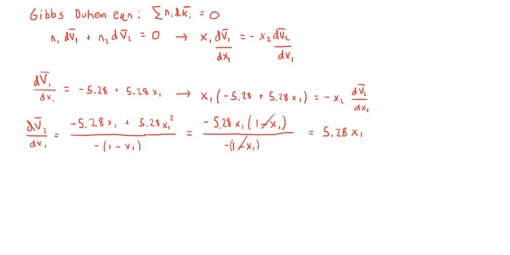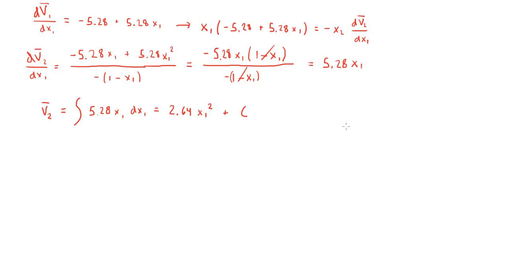To solve for V̄2, now we can just pull this dx1 over to the right side of the equation and integrate both sides. When you do the integration, you get that V̄2 equals 2.64 times x1 squared plus C, where this constant of integration is the volume of pure cyclohexane.